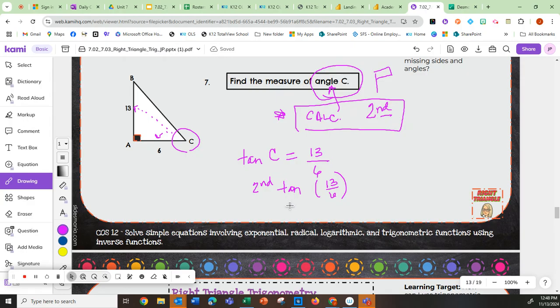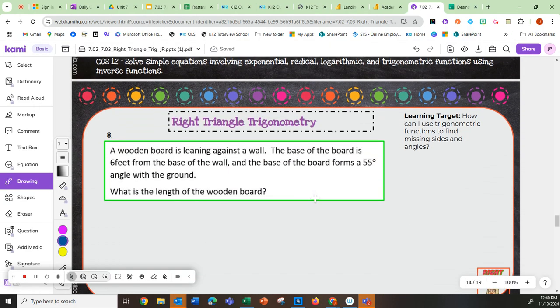If you don't do this, your calculator's not going to know that you're looking for an angle, and my calculator's going to give me 65 degrees. I just rounded to the nearest whole number because I looked at the OLS, and this one told me to round to the nearest whole number. So you have to use the second key before you hit sine, cosine, or tan. It could be sine, it could be cosine, it could be tan, but anytime you're looking for an angle, you have to hit that second key. All right, let's take a look at number 8.